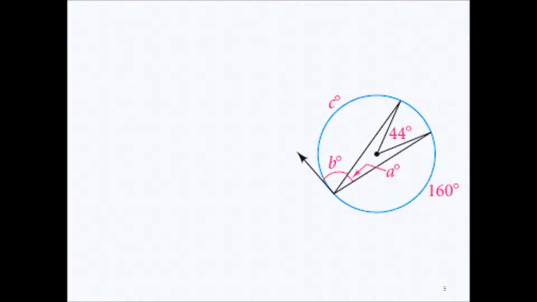So since we know the measurement of the arc, we can find the measurement of the angle by dividing that arc by 2. So 44 divided by 2 is equal to angle A. 44 divided by 2 is equal to 22.